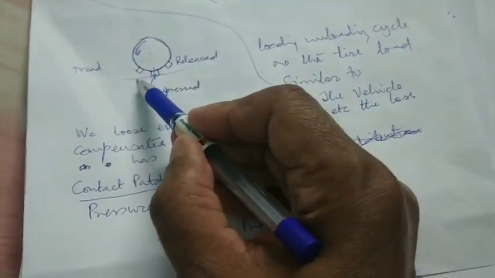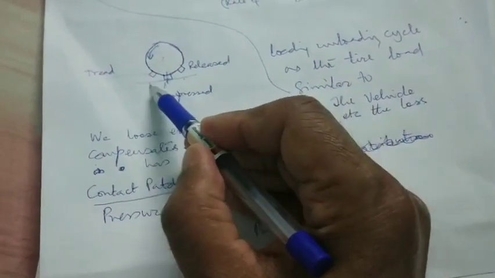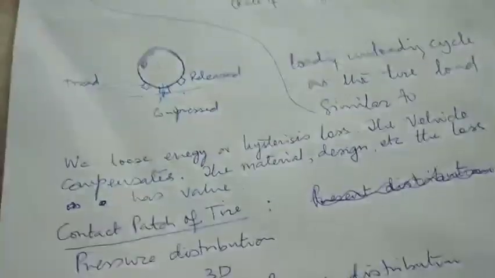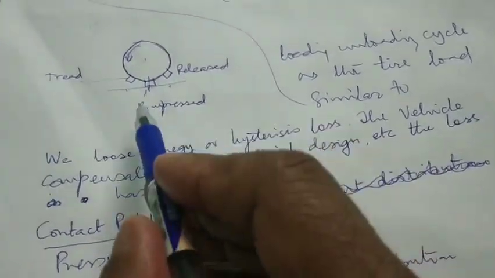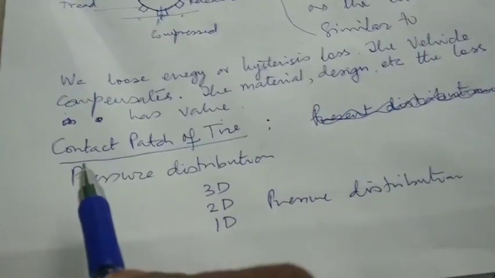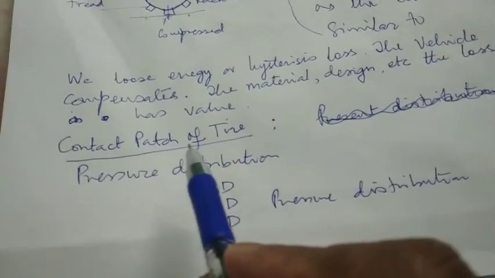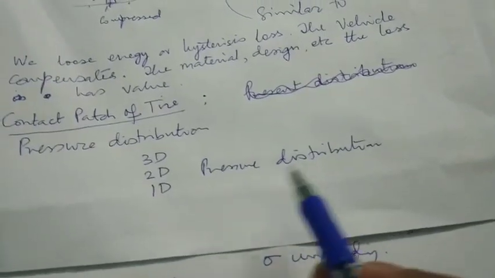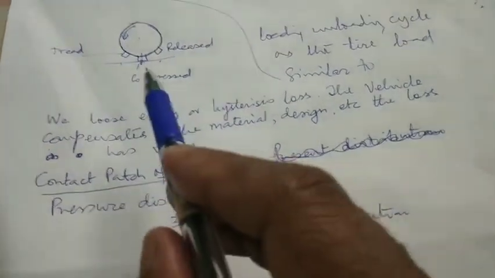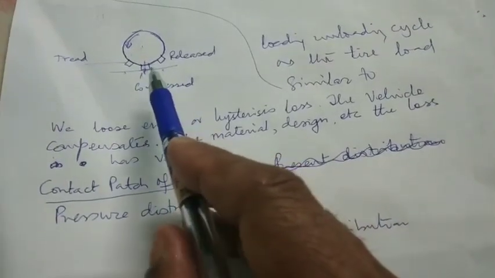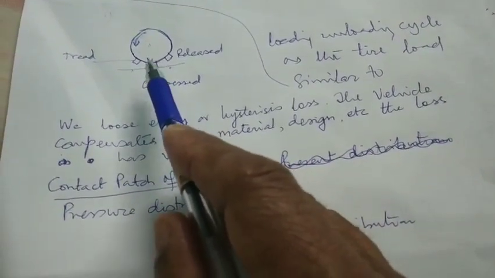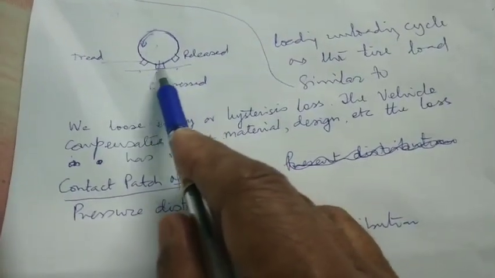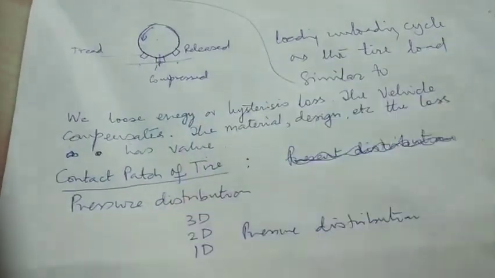So the distribution of the pressure from here to here will not be the same on the treads. It will be different for different treads, and here we have a terminology called the contact patch of the tire. The contact patch of the tire is the pressure distribution on the treads which are in contact with the road. This will be at the highest pressure, the adjoining treads will be lesser, and finally there will be a tread which is free of pressure.